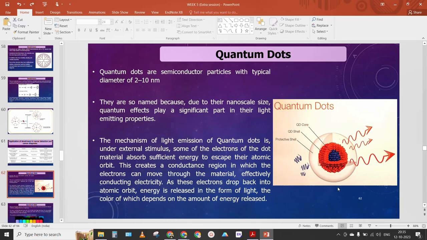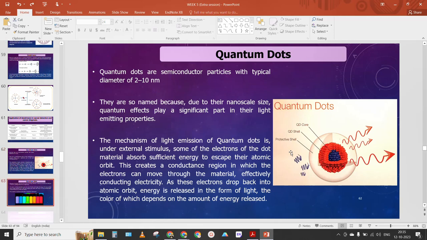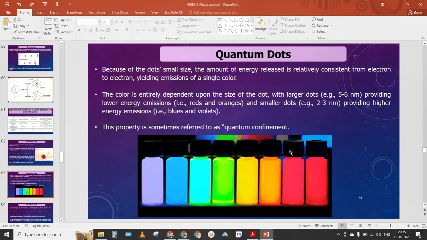So this is the structure of quantum dots, which consists of a quantum dot core, its shell, and its protective shell. The outer layer is the protective shell of the particular quantum dot. This property is sometimes called quantum confinement. As you can see in the structures, quantum dots are of different colors. Because of the dot's small size, the amount of energy released is relatively consistent from electron to electron, yielding emissions of a single color.